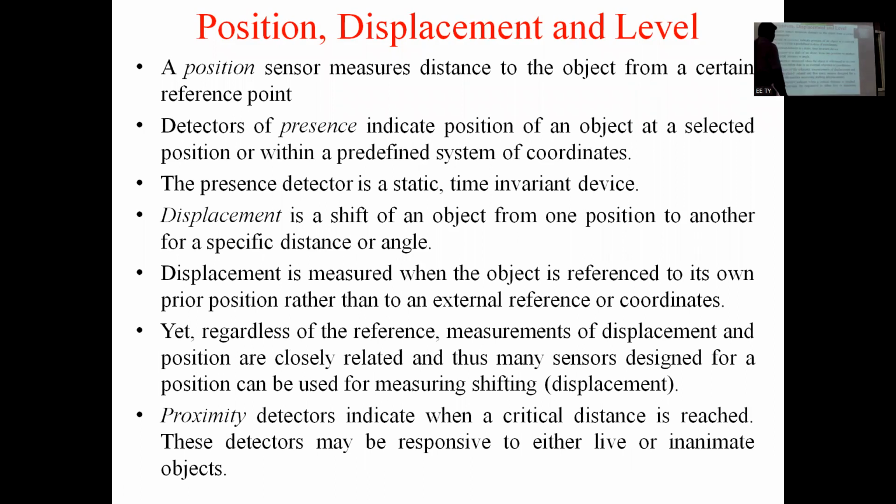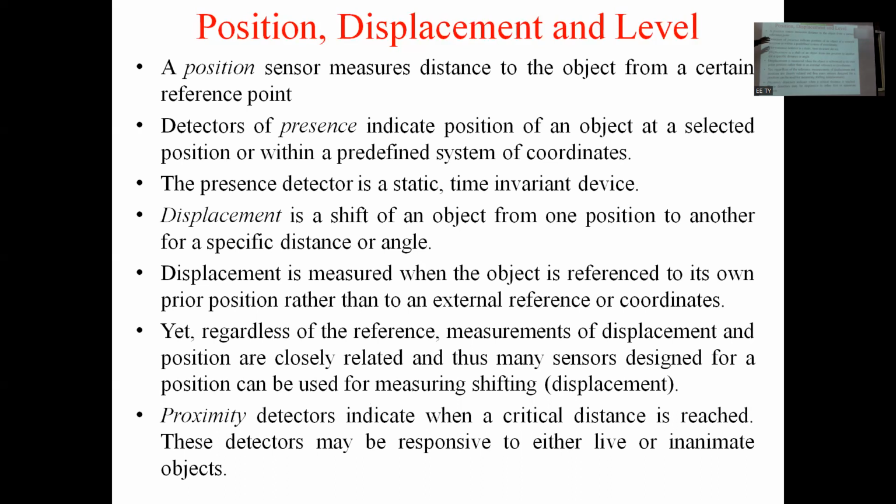See, the position sensor will measure the distance to the object from a certain reference. So for a position sensor, there is a certain reference point. Along with that reference point, it will measure the distance between that object and that reference, up to the fixed point. That means it will detect the position of that object.